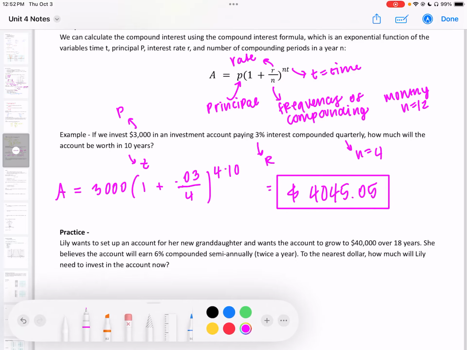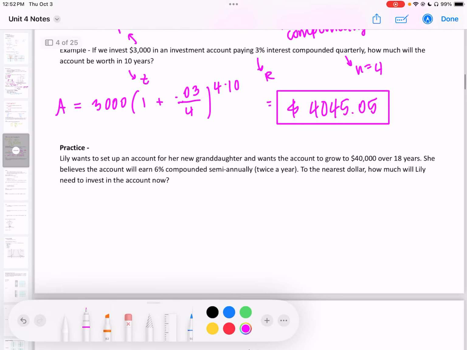So after 10 years, our account is going to be worth $4,045. Take a look at this next one.